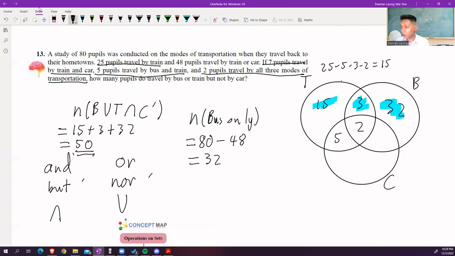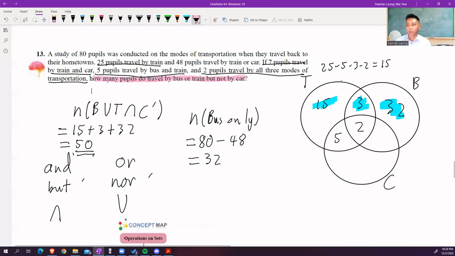So sometimes we don't need to find everything in the Venn diagram. Sometimes we just need to find what the question is looking for. So we look at what they are looking for, what you need. As long as you have what you need, then it's fine.